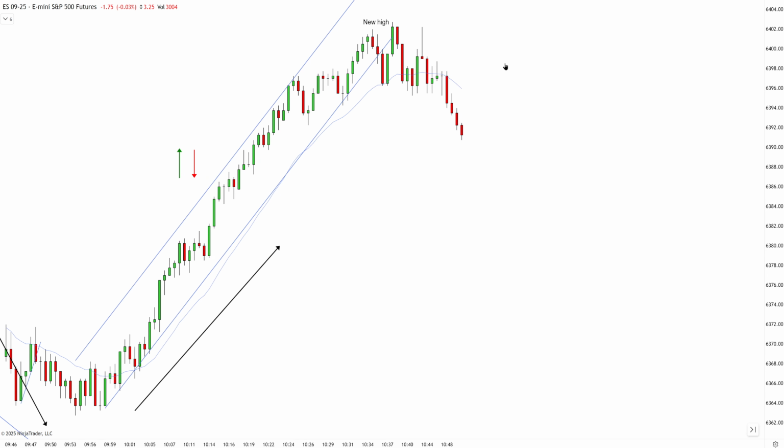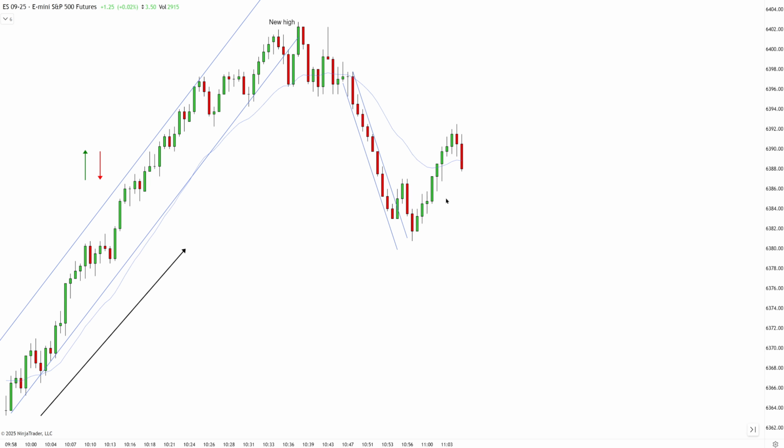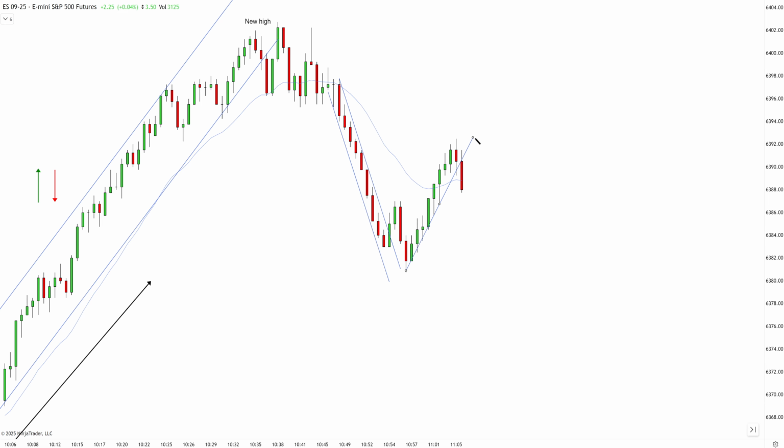Okay, nothing here. We're reversing lower. I'm gonna redraw. New downtrend. Push above EMA. Okay, so right now, no structure is established. This is one of those fairly boring trading days. We're just whipsawing up and down, so I have to follow these short-term channels.